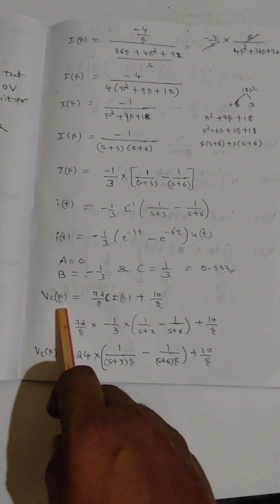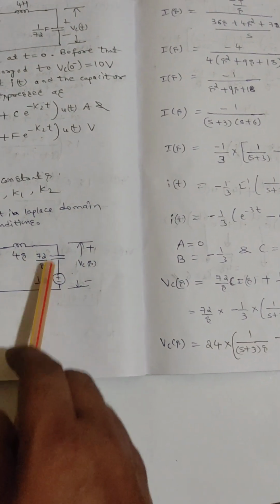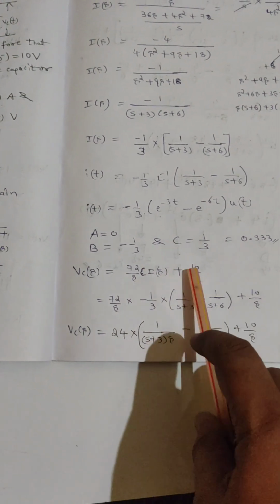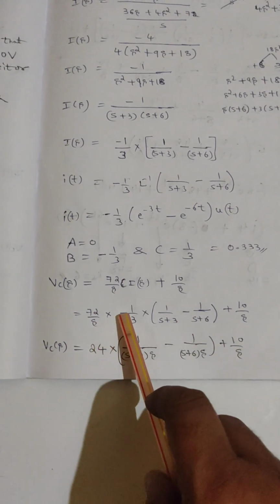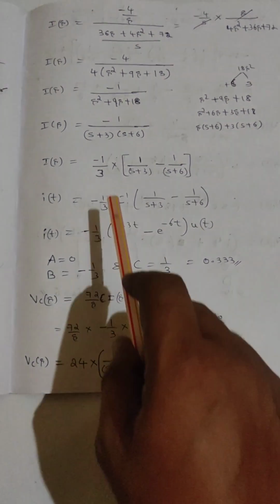Next is Vc of s, the voltage across the capacitor. Adding these two, you will get the voltage across the capacitor: 72 by s times I of s plus 10 by s. That is 72 by s times minus 1 by 3. Okay, what is I of s?